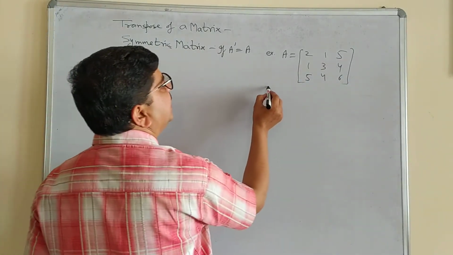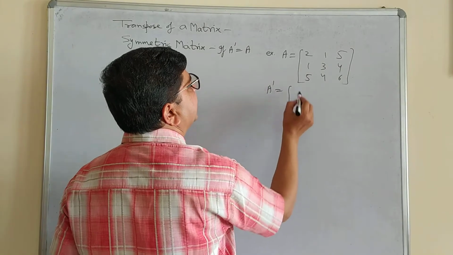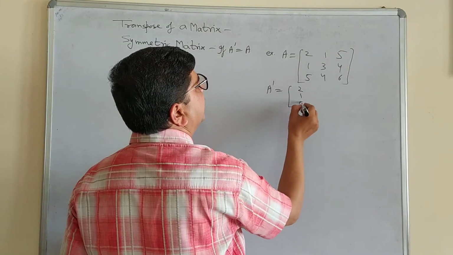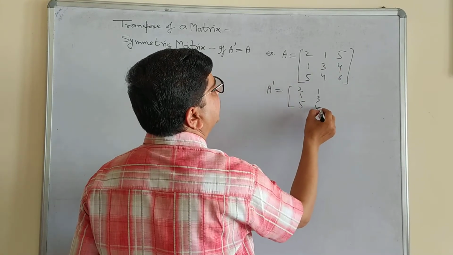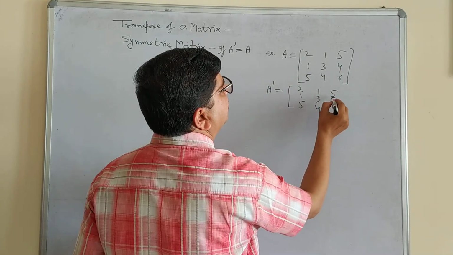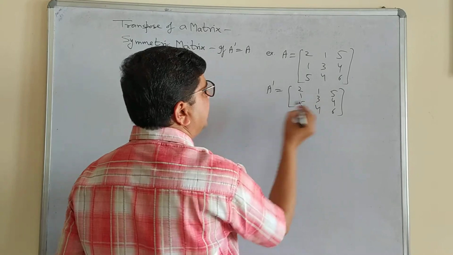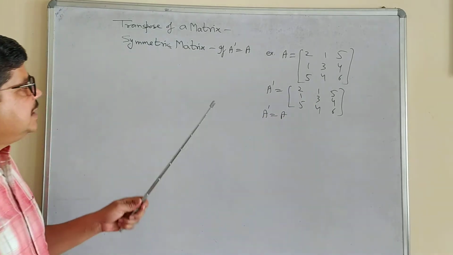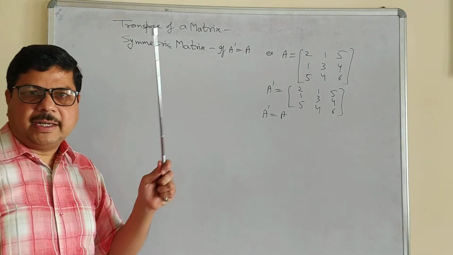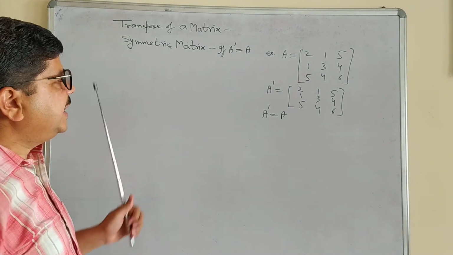then what A transpose is, it is first row first column 2 1 5, second row second column 1 3 4, third row third column 5 4 6. So here we find that A transpose equal to A. So this is a symmetric matrix. This matrix is known as symmetric matrix.